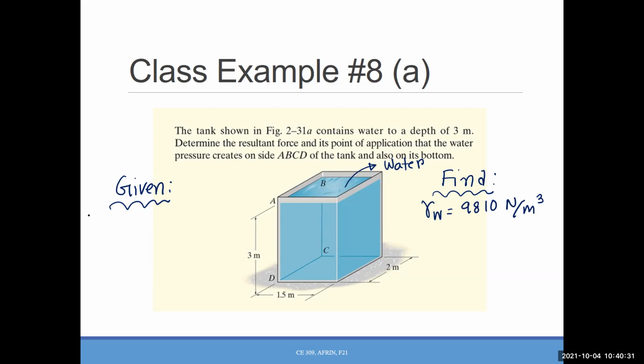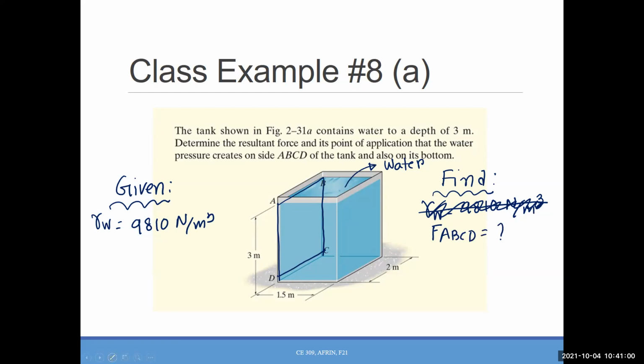I wrote in the wrong place. It should be 9810 Newton over meter cube. And we have to find the force on this surface, F ABCD. Also force on what other surface?